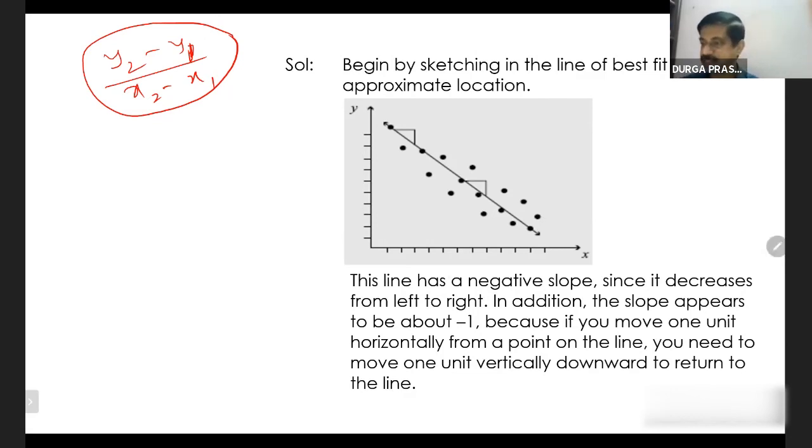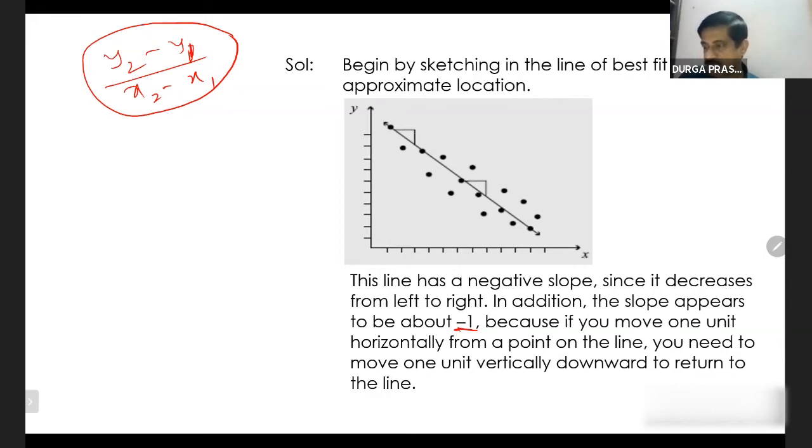Now the line has a negative slope, since it decreases from left to right. In addition, the slope appears to be minus 1, because if you move 1 unit horizontally from a point on the line, you need to move 1 unit vertically downward to return to the same line. You see how to observe. Forget about the negative slope for some time. You see y2 minus y1, this length and this length are almost equal.